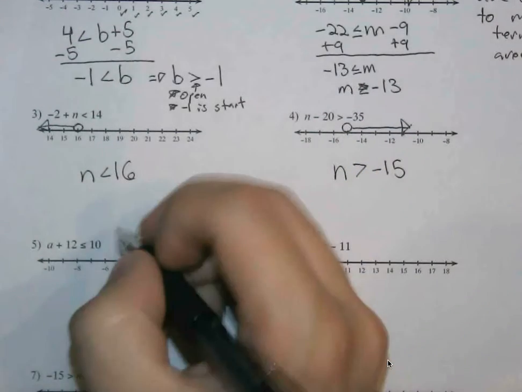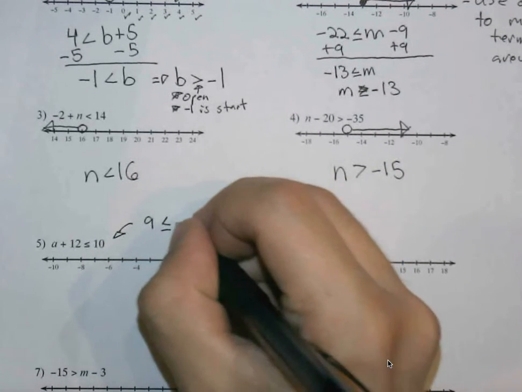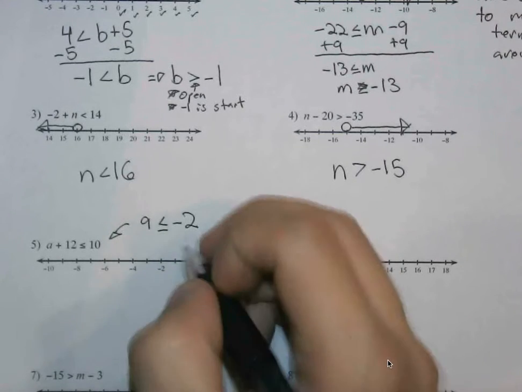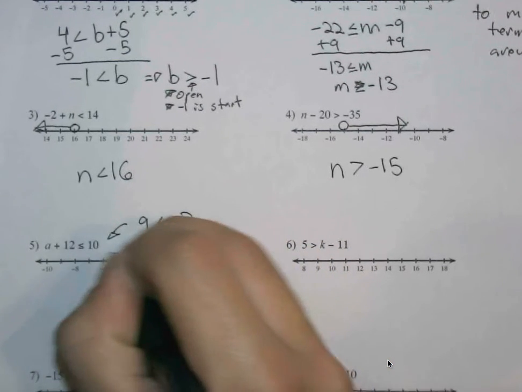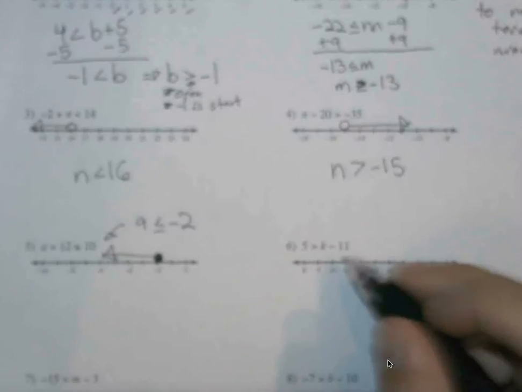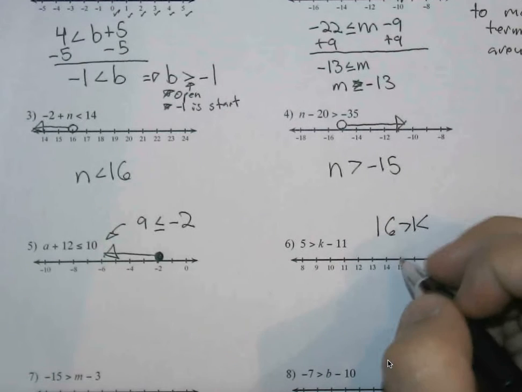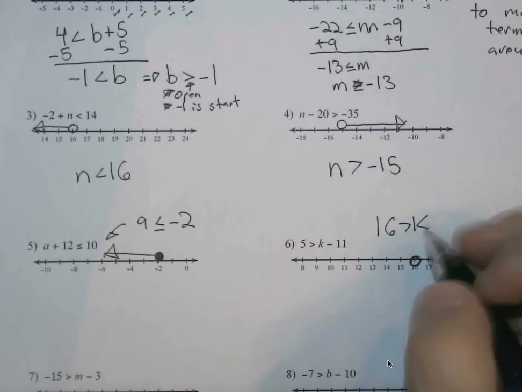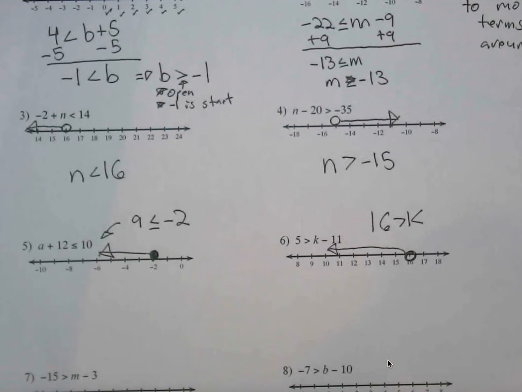If we deduct 12 on both sides, we have a values that are less than or equal to -2 because we're deducting 12. So this is a closed circle on -2. Values where it's less than go to the left. If we add 11 to both sides, this is 16 greater than k. So if k is 16, open circle, k is going to be less than all of that, so we want to make sure that this goes to the left. And we're done.